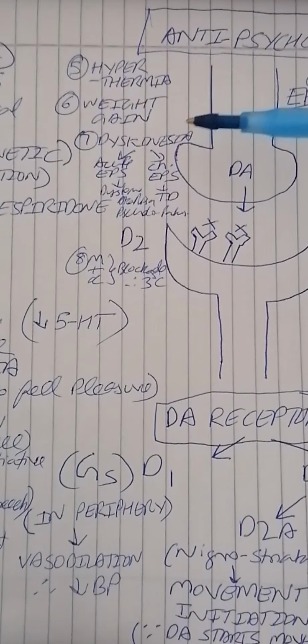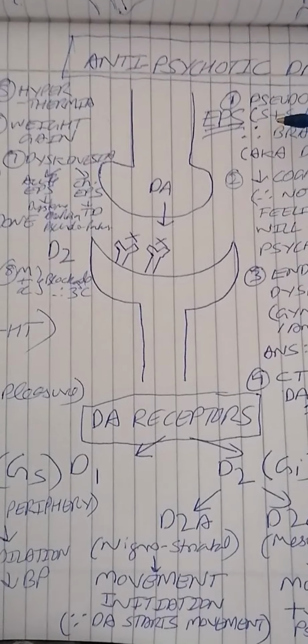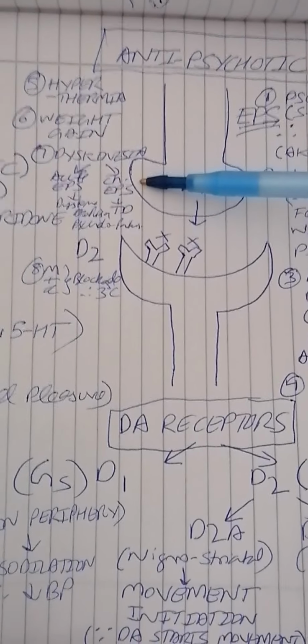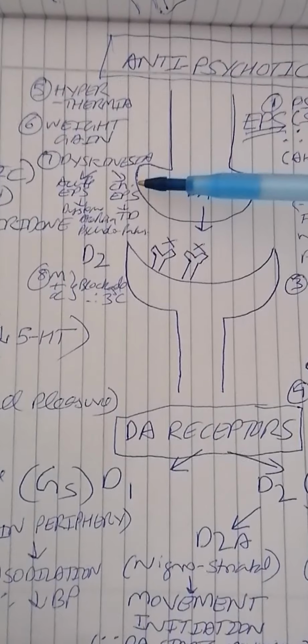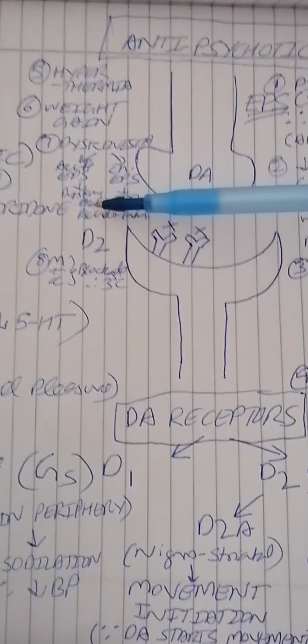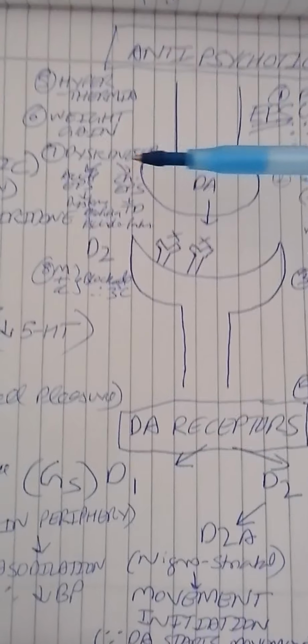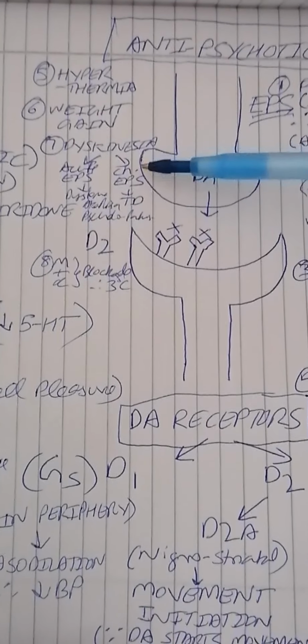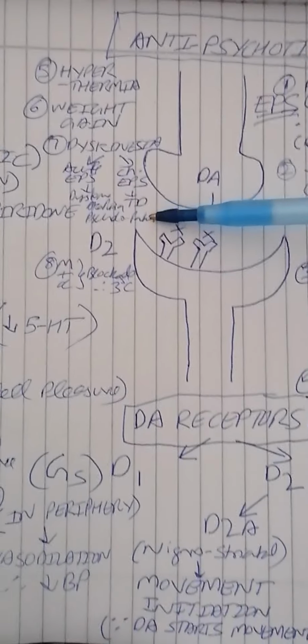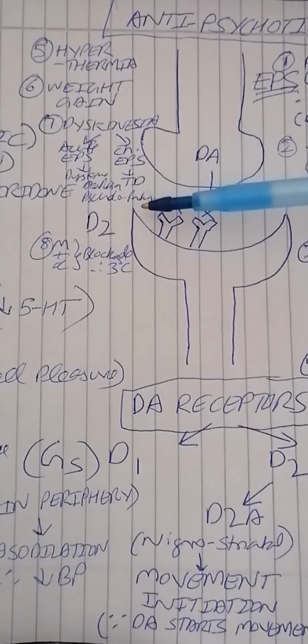Then same thing, dyskinesia, which I have already mentioned in the first point, extrapyramidal symptoms. You will have dyskinesia, acute or chronic. If it's acute, you can have dystonia, and in chronic, you can have tardive dyskinesia. So these are the few important points.